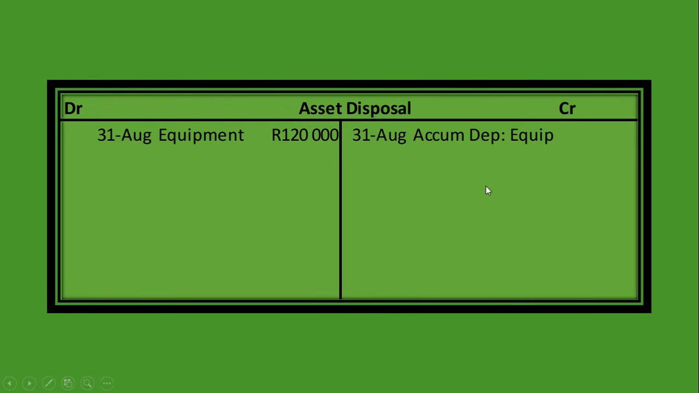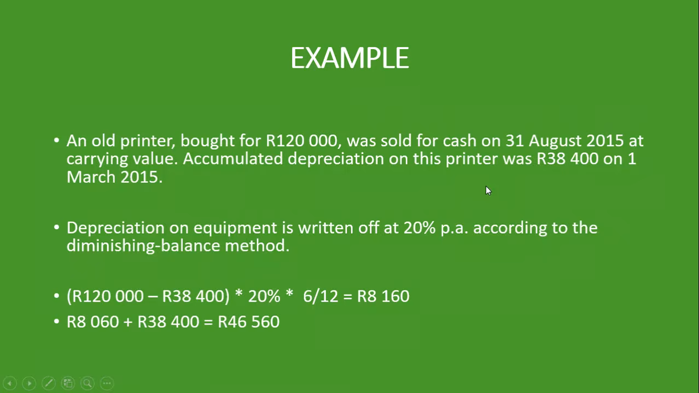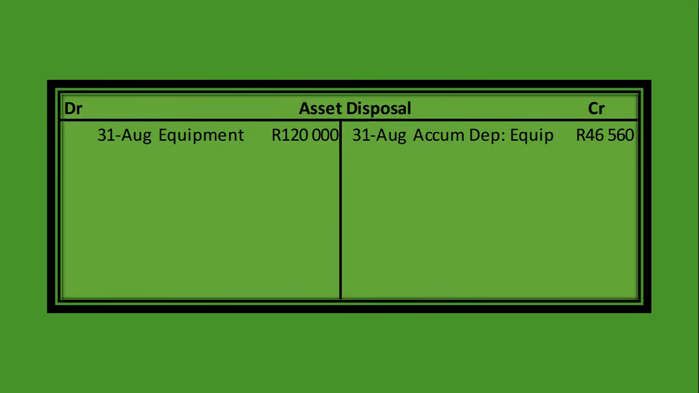Accumulated depreciation relating to equipment. Remember, we had calculated the accumulated depreciation. We had added together the depreciation for the prior years, this accumulated depreciation given at the beginning of the period of 38,400, plus the depreciation for the current period, which is 8,160. Now here it's just a typo. It's supposed to be 8,160. So we add the two together, we get 46,560. And that is what we put on our credit side.